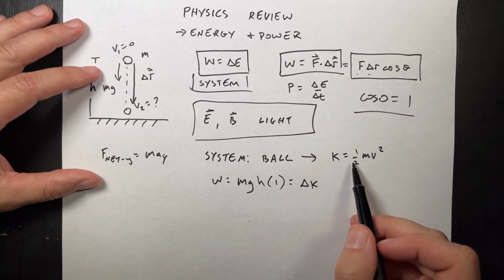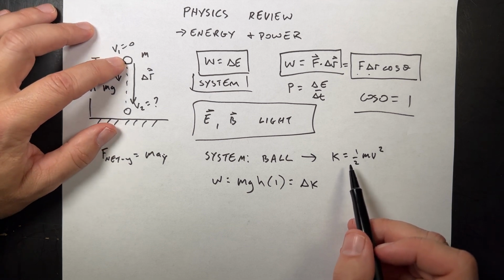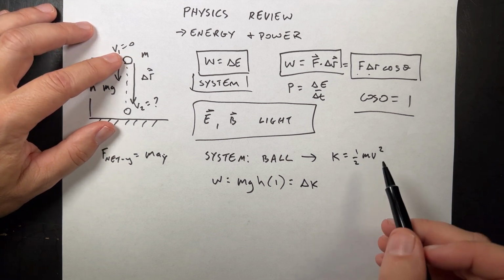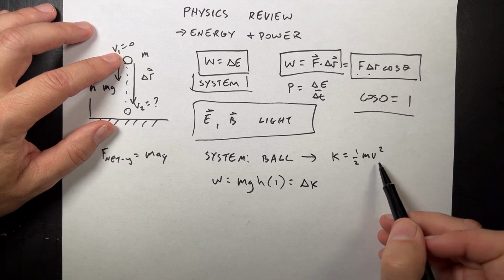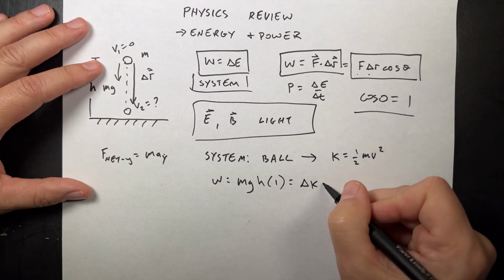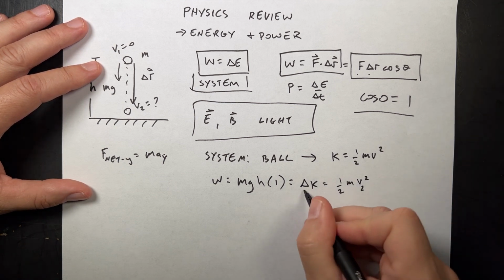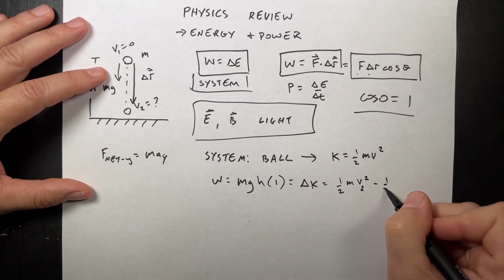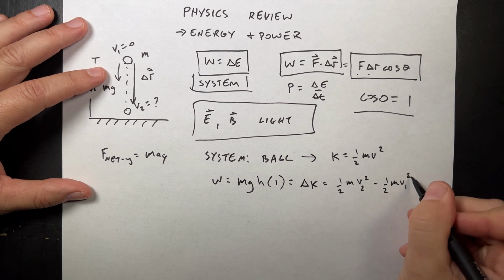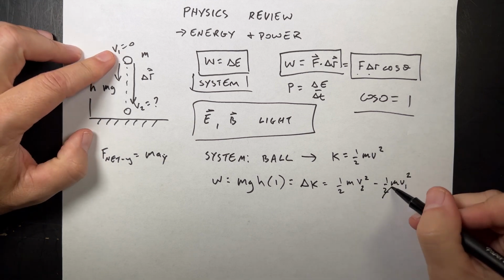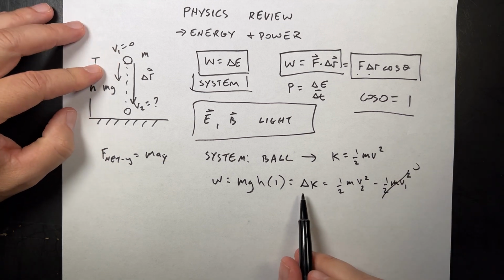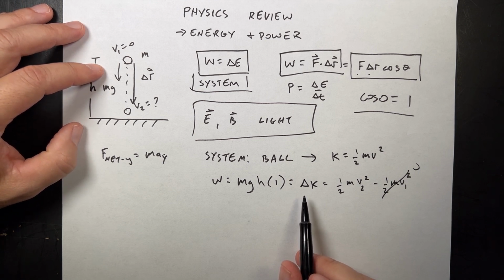So we can calculate the kinetic energy of a point mass like this ball as 1/2 times the mass times the magnitude of the velocity squared. So this will be 1/2 mv final squared, change always means final minus initial, minus 1/2 mv initial squared. And if I start from rest, that term is 0. Don't forget this change. The change is important.